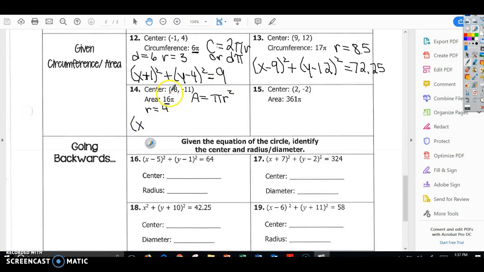So we're going to have x minus negative 8, which is plus 8 squared. Y minus negative 4 becomes plus 11 squared equals r squared. R squared, 4 squared is 16. So again, that was given to us. Okay, same thing. This is our r squared. So we're going to have x minus 2 squared plus y minus a negative 2 makes that a plus 2 squared is equal to 361. Okay.